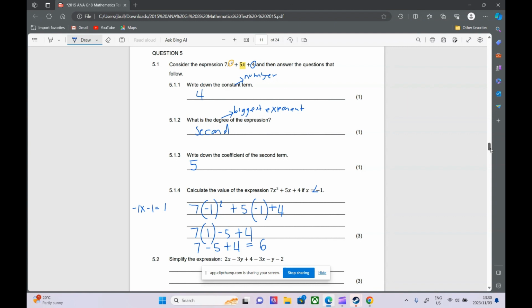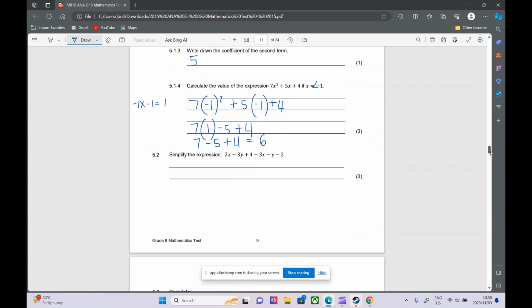Then next up, we've got a simplifying question. So simplifying means add up all the x's, add up all the y's, add up all the numbers. So try to get it so you've just got one x term, one y term, and one number term. So if we have a look at this one, we're going to check out the x's first. So let's get a highlighter.